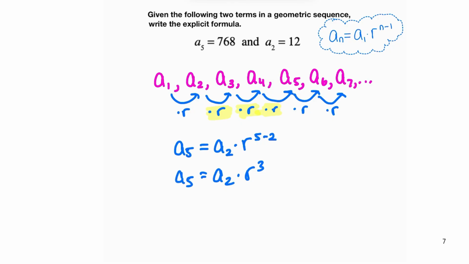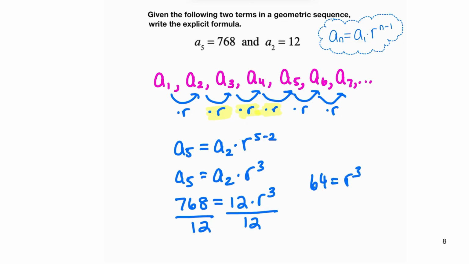So I can just replace, since I have this information, a sub 5 with 768. I can replace a sub 2 with 12. And now I have, if you remember, the same thing that I had with the first method. And now I can follow the same steps of dividing by 12 in order to isolate my variable. And I'll still get 64 equals r cubed. And at this point, I would take the cube root of both sides to again get that the common ratio is 4.